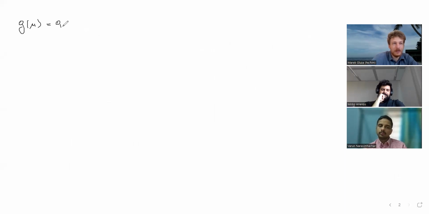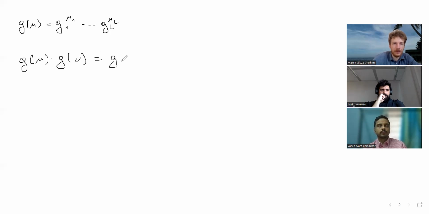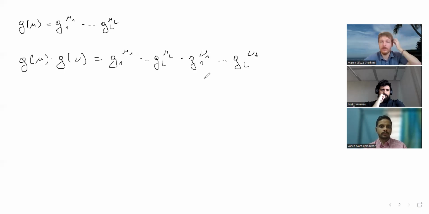G of mu. So my words are ordered like this, mu 1 until mu L. Now if I multiply G mu times G nu, then what do I need to do? I have G1 mu 1 until GL mu L, and then times G1 nu 1 until GL nu L.